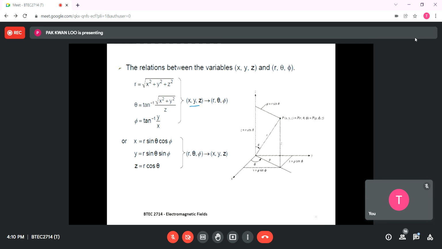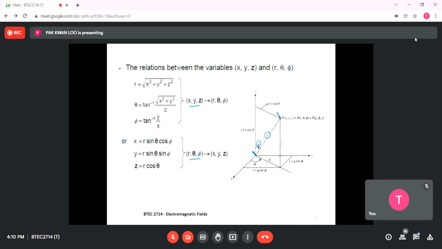Similarly, if we are given spherical coordinates and translate back to Cartesian x, y, z. If we are given r, theta, and phi, the z coordinate is the projection of this vector onto the z-axis. So given r and theta, the projection of this length onto the z-axis is r cos theta.